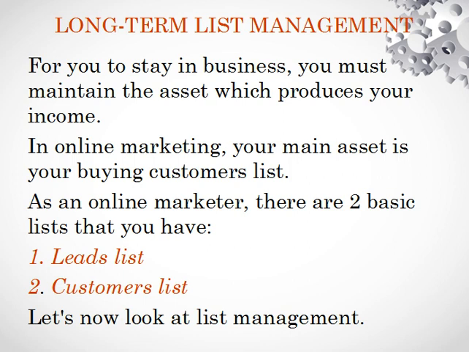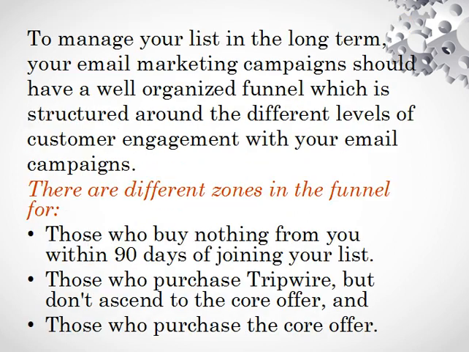Now let's look at list management, right? How do you manage your list into a big enterprise? To manage your list in the long term, your email marketing campaign should have a well organized funnel which is structured around different levels of customer engagement with your email campaigns, right? We'll talk about this in detail. There are different zones in the funnel for those who buy nothing from you within 90 days of joining your list, those who purchase your tripwire but don't ascend to the core offer, and those who purchase the core offer.